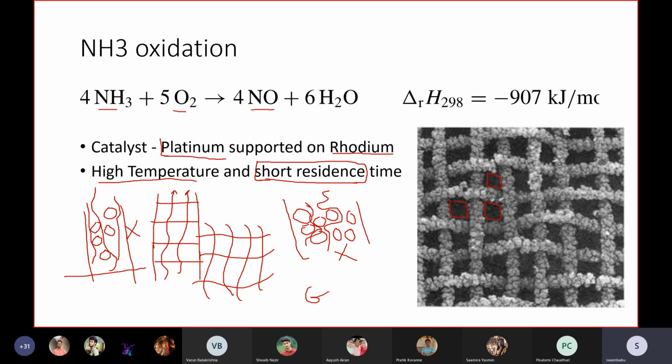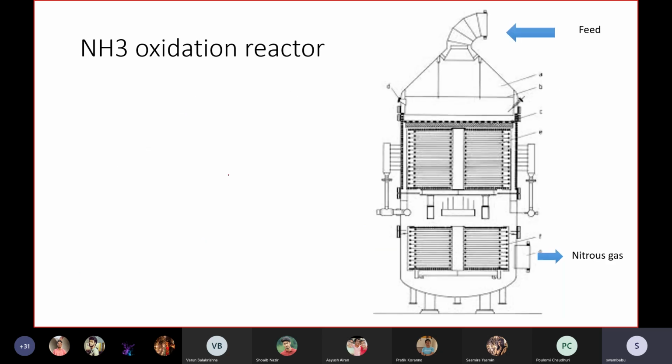These meshes are also called gauzes. I don't know exactly the proper way of pronunciation. You can see gauze cloth, right? Whenever we want to apply band-aids, we have a gauze cloth. So the platinum coated rhodium wires are made into these meshes or gauzes, and those will be used as a catalyst in the ammonia oxidation reaction. That is the important feature of this ammonia oxidation reactor: the catalyst platinum is coated on rhodium and made as wires, and the wires are converted into a mesh. That mesh will be used like a tray.